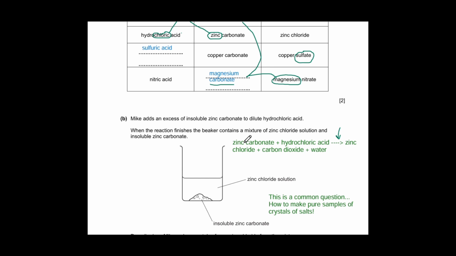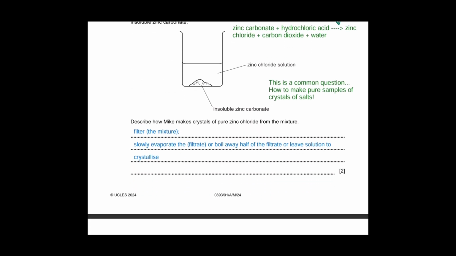So generally, when a metal carbonate reacts with an acid, three products will be formed. A salt will be formed, like in this case zinc chloride, carbon dioxide will be formed, and water will be formed. The type of salt can change, but carbon dioxide gas and water will never change anytime an acid reacts with a metal carbonate. So let's take note of that as we proceed with this question.